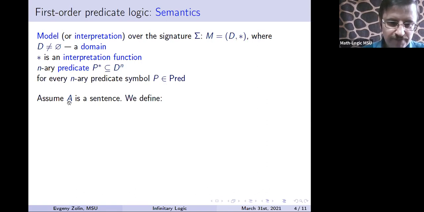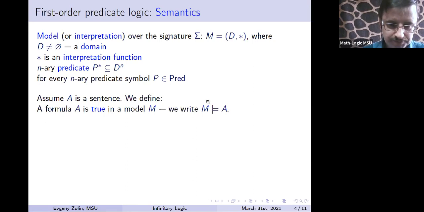Now, if we have a closed formula, then, as I said, it says some statement about a model. Formally, this is defined as follows. We define the following notion. A formula is true in a model. It is denoted by this. So in the model M, the formula A is true if we assume that A is a closed formula. This definition is given by induction.